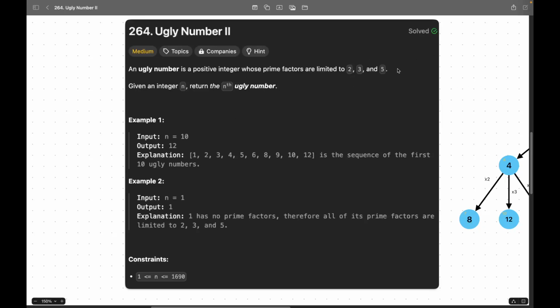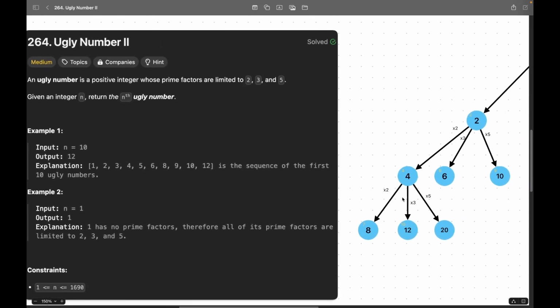So from this information, what we can gather is all of the ugly numbers are composed of the building blocks which are 2, 3 and 5. And 1 is also an ugly number. So we have to start from 1 using these building blocks. We have to form all of the ugly numbers till we get to n.